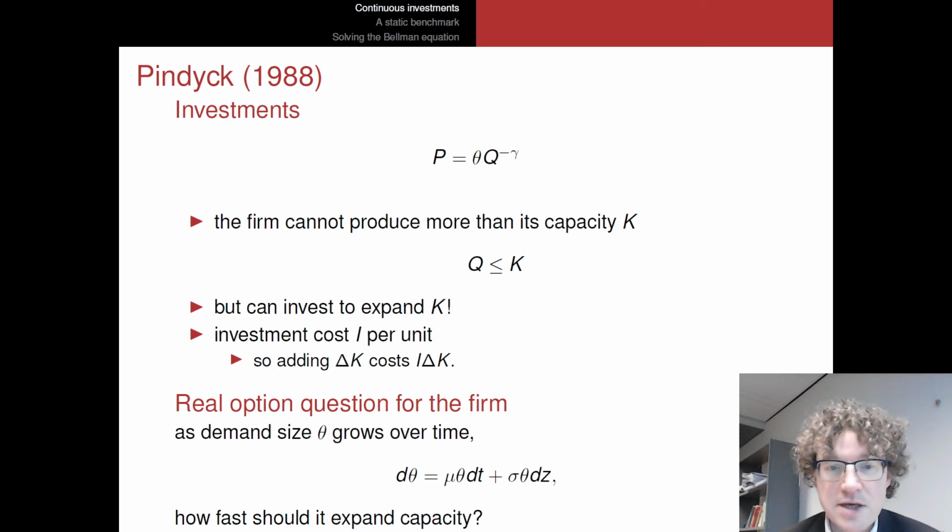So now if I'm this firm, this monopolist, I face this real option question. And the real option question is, as this demand size theta grows over time, according to this stochastic process, so it's an expected growth, right? There might be downturns as well, so it's volatile. But how fast should I then, as a firm, expand my capacity? At what moments and how fast should I then add capacity to the plants that I already have in my total power generation portfolio?